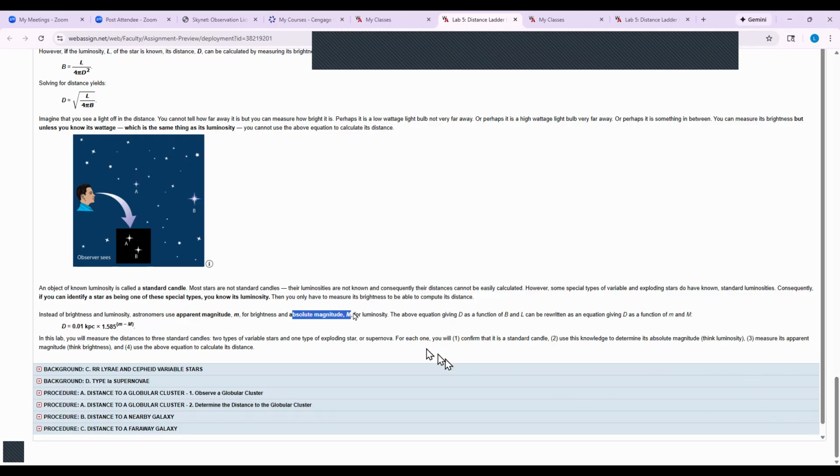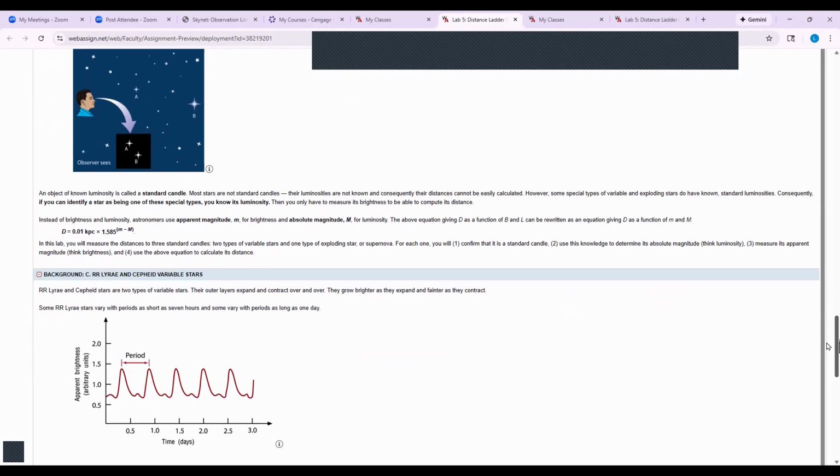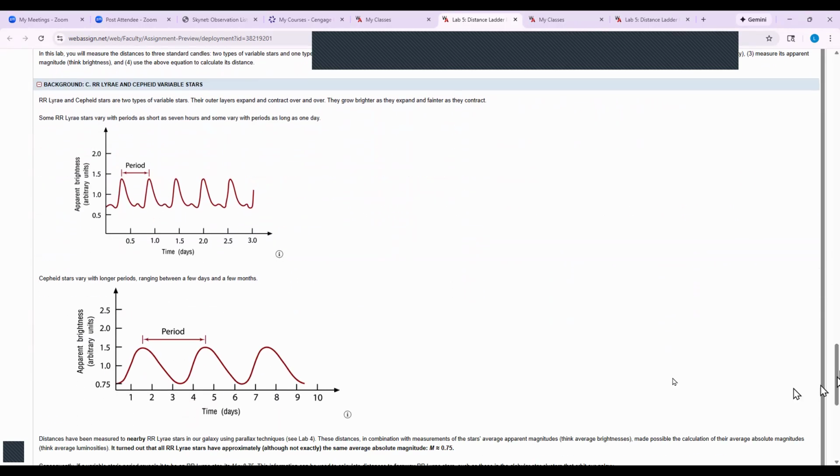Therefore, these are the two main concepts that we had based on the distance, and we get this formula after solving this equation. You don't need to learn how to solve it or remember it, but everything is available on Lab 5. And we also mentioned that these are typical Cepheid curves.